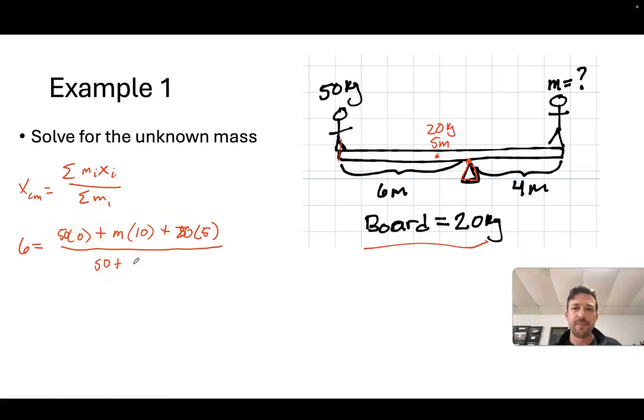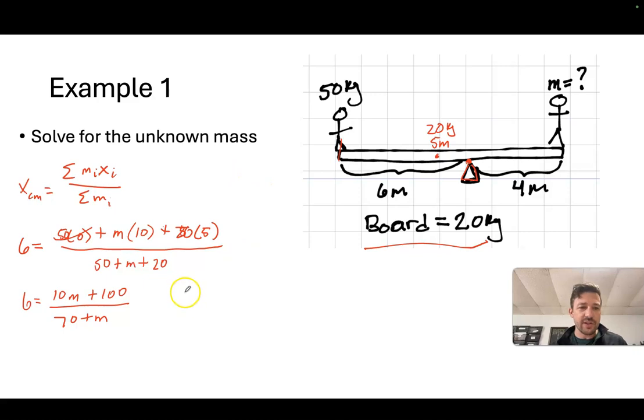50 plus m plus the mass of the board, which is 20. And then you can just work this out. I would just use a calculator. So we got 10m plus 100 over 70 plus m, and you just use your calculator to get the answer there. I'm going to pause it so I can just get the answer real quick, okay?